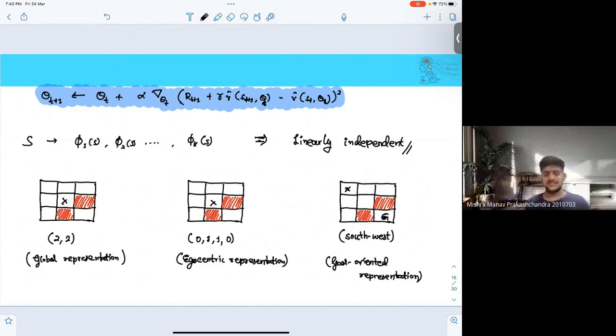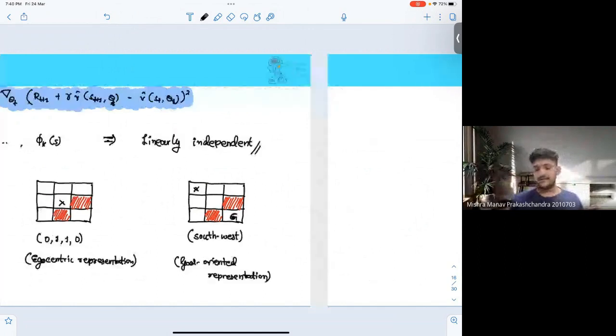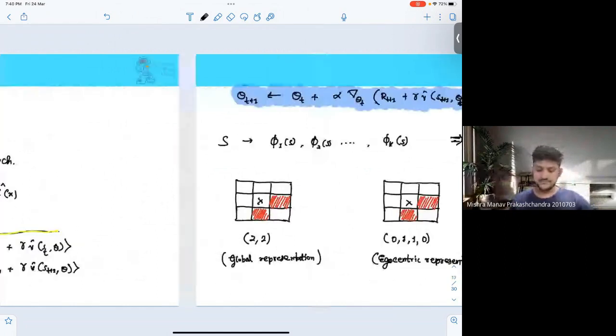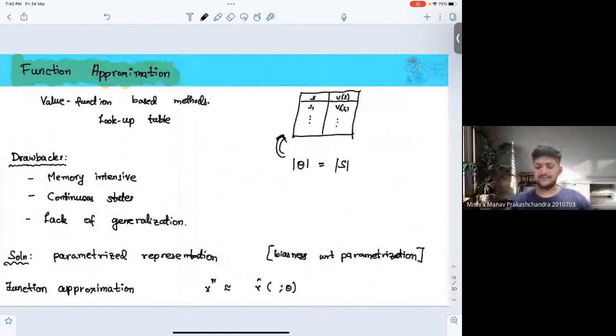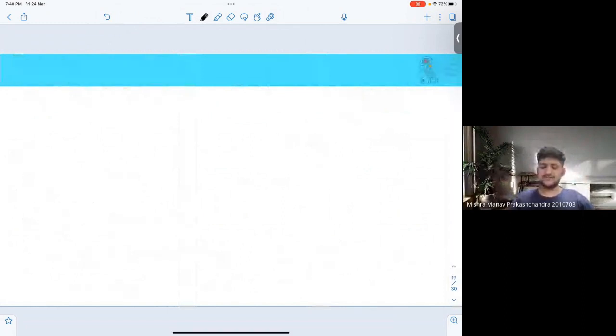So there's 20 more minutes left. Let's see what I can cover. Sorry. Yeah. So what I have covered so far, I have covered function approximation. So next up comes linear parameterization.